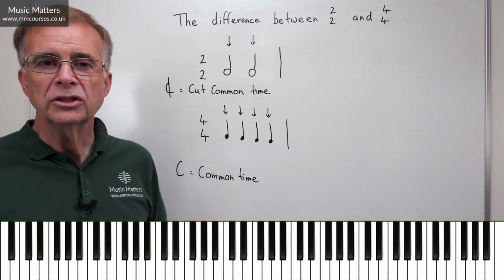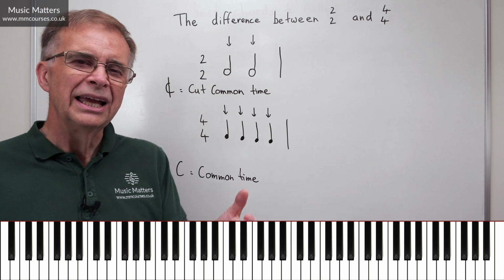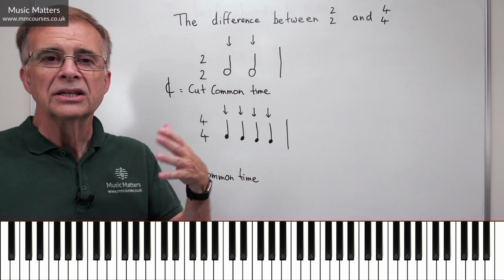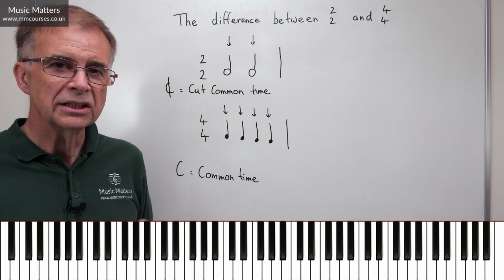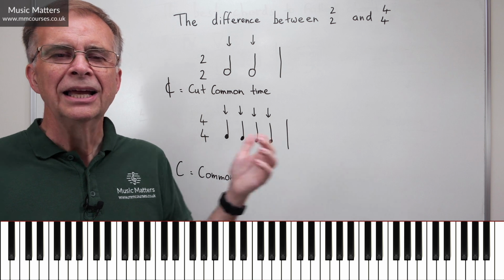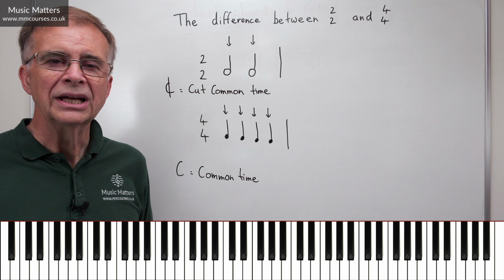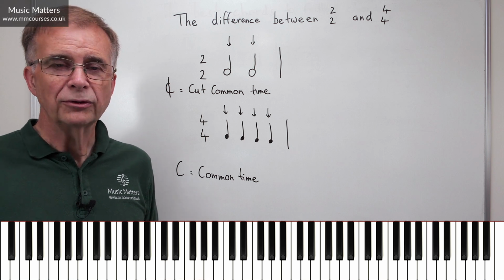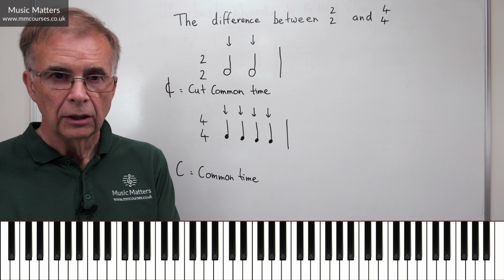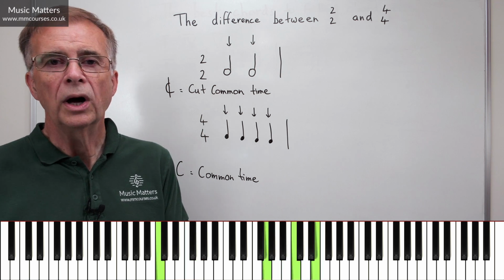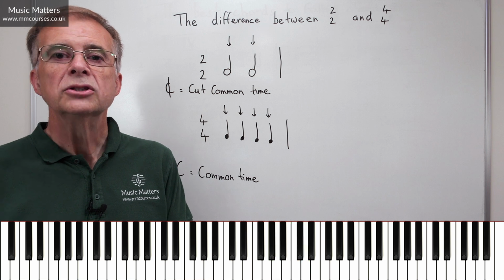2-2, I've only got the two beats in a bar. Often it feels a bit lighter for only having two beats in a bar. Sometimes if you're going to write at a slightly faster speed, it works better to go into 2-2 than it does into 4-4. Because if you're going really fast in 4-4, it can feel a bit manic, you know. 1-2-3-4, 1-2-3-4. Well, might be better to go 1-2, 1-2.